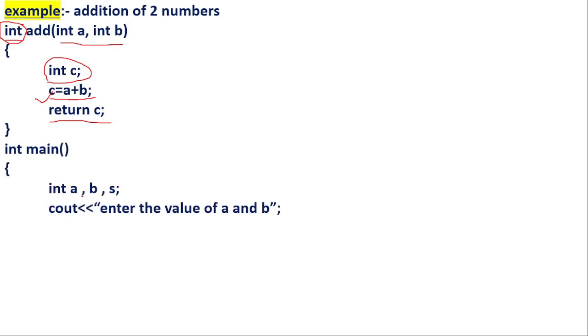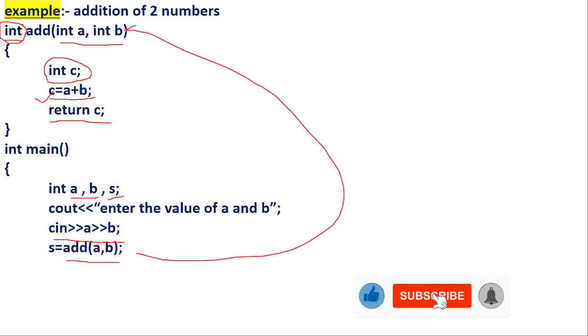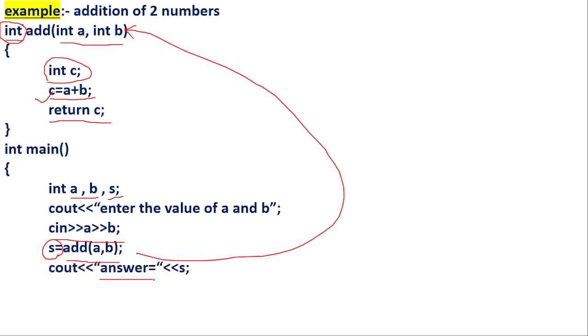After writing the function body, I will write int main. Inside int main, I have taken variables a, b, and the value I will take from the user, and there is one more variable s. After taking a and b, I will call the function. While calling this function, you have to write a comma b, because the values of a and b you have to send here. And when this function is called or executed by the compiler, it will bring one value with it. That value, that answer, is going to be stored in s, and then I will print that s with some message. Okay, and then close the main function.